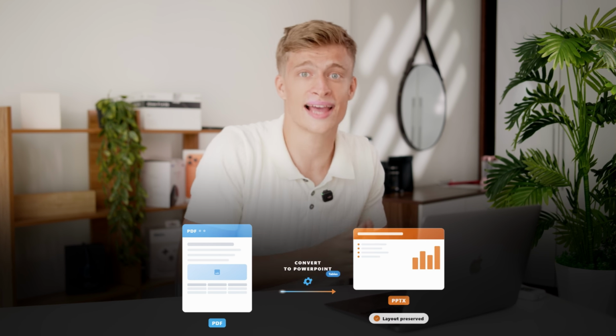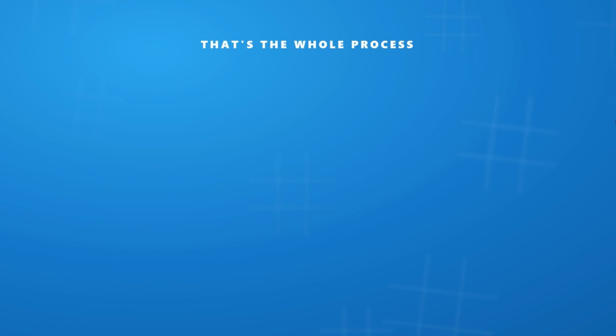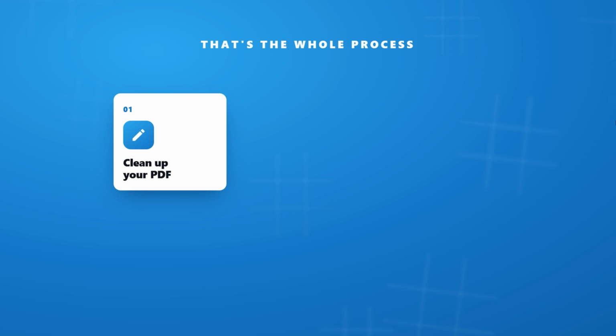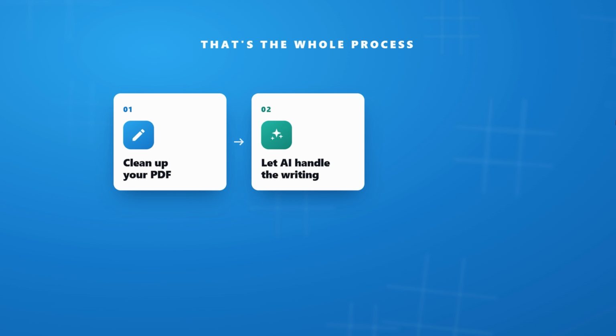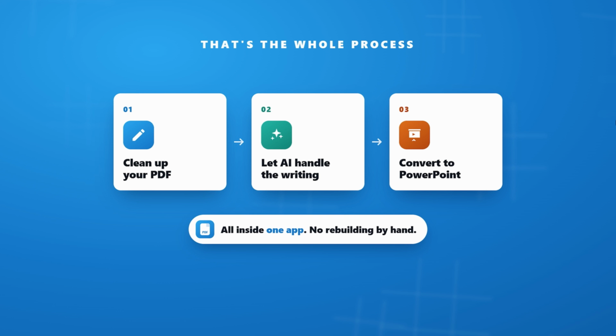So instead of spending an hour copying content across and fixing broken formatting, you've gone from a flat PDF to a working slide deck in a couple of minutes. The text is polished, the layout is intact, and the file is ready to use. No manual cleanup, no second guessing whether something got lost along the way. And that's the whole process. Clean up your PDF, let the AI handle the writing, and convert it straight into PowerPoint, all inside one app, with none of the rebuilding by hand. It's a simple workflow you'll come back to for every single report and document you need to present.